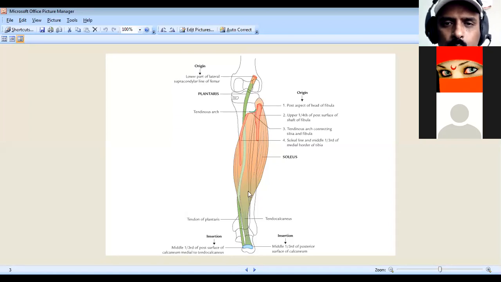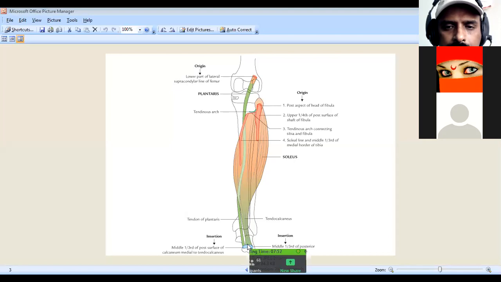Next muscle comes up, the soleus. Soleus is a sole-like structure: oval, long and rounded, that is the soleus muscle. You have to remember the origin of the soleus: the posterior aspect of the head of the fibula, and the upper one fourth of the surface of the shaft of the fibula. Then the soleal line on the tibia, middle one third of the medial border of the tibia. So soleal line and head of fibula are the origin of the soleus.